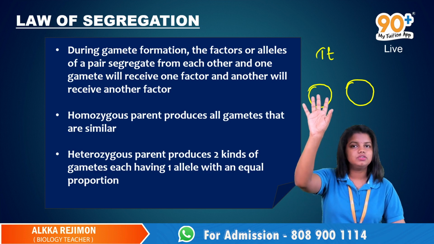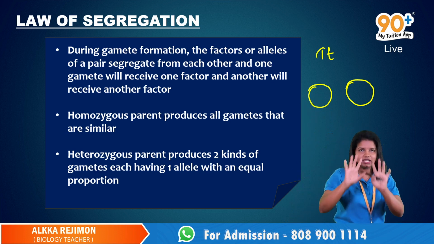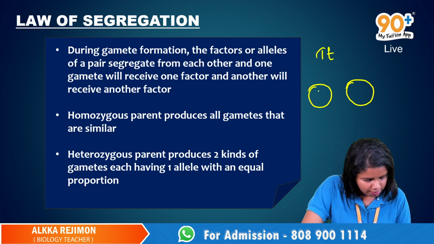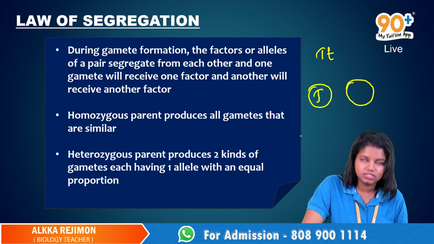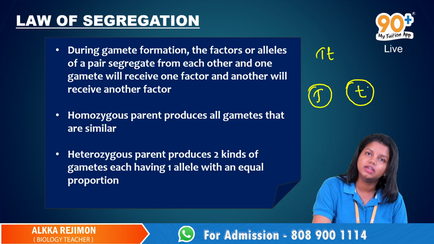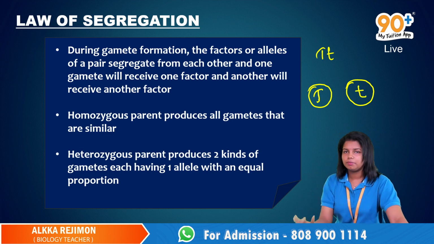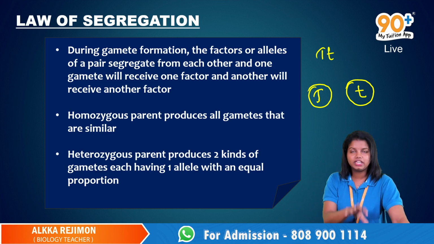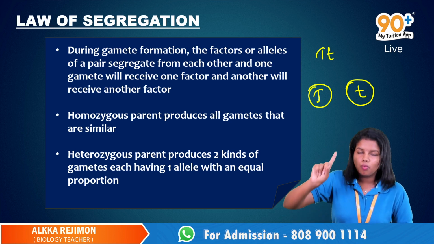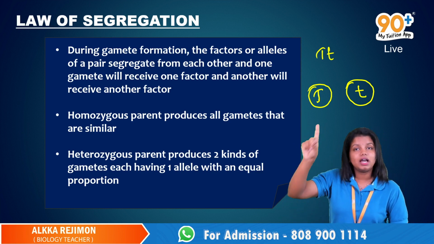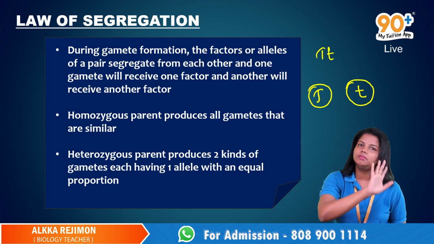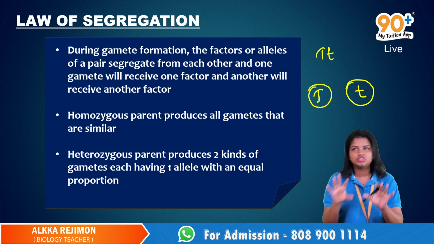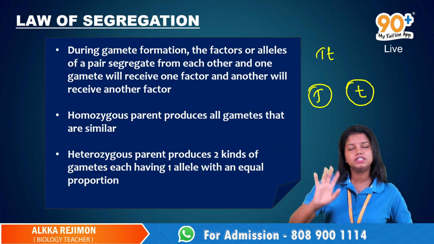These two alleles, the contrasting pair of alleles, do not go into one gamete together. If capital T enters this gamete, small t would enter another gamete. At gamete production time, if it is the sex cells, sperm or egg, one gamete would receive one allele of a pair and the other gamete would receive the other allele of the pair. The law that talks about segregation is the law of segregation.